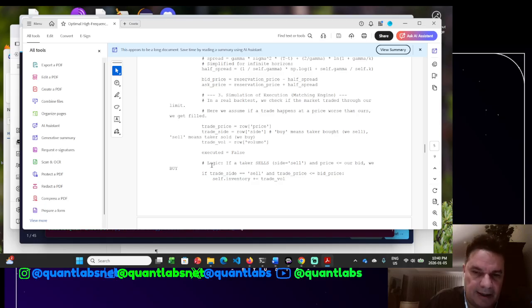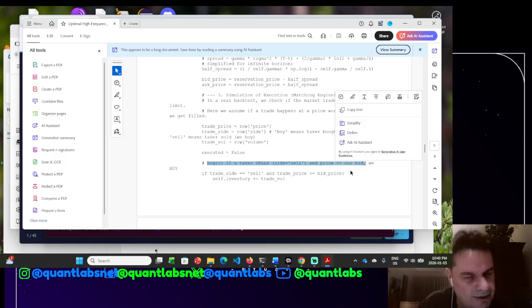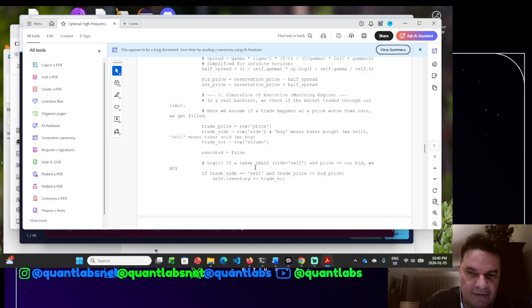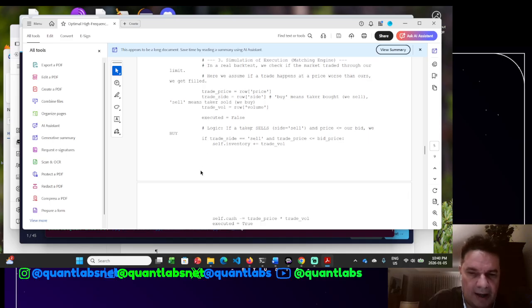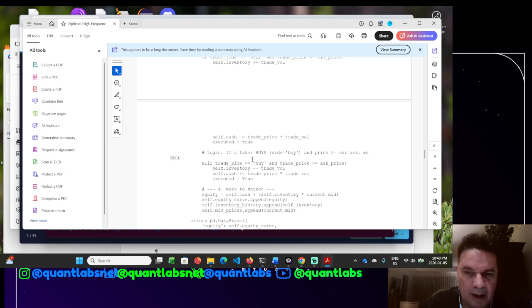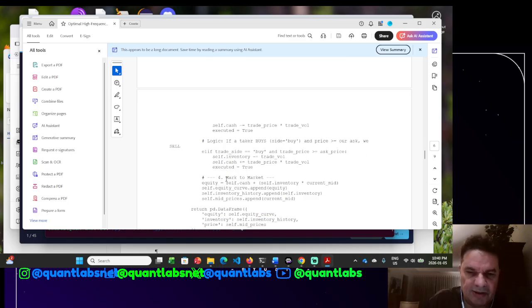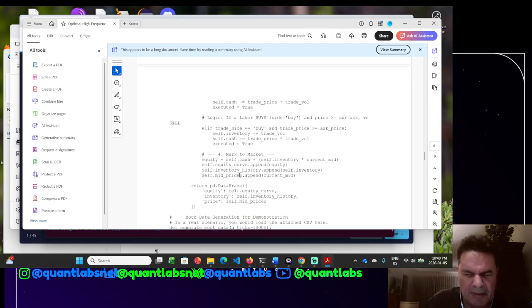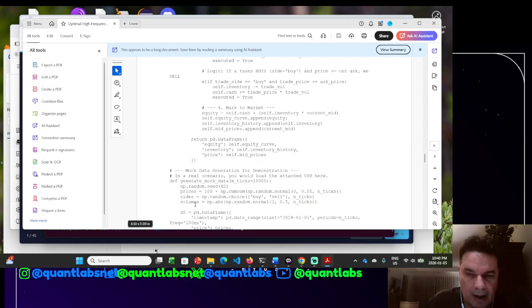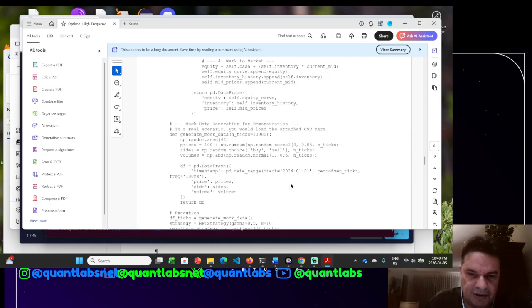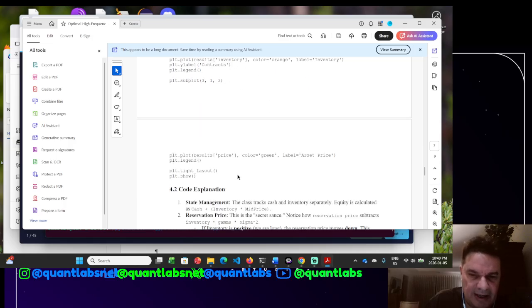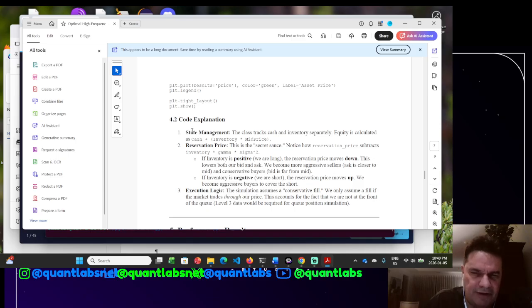If the taker, this is key to understand this logic. This is kind of real secret sauce stuff. So if a taker sells, on the side of selling, and the price is less than the bid, we buy from a simplistic standpoint. If a taker buys, side being buy, but the price is greater than our ask, we sell. Sounds basic. Then we have a mark to market. And then at the end, we have our mock data generation for demonstration, with all the stats and plots that get outputted. So we have here in the code explanation of this Python coding a class that tracks cash and inventory.